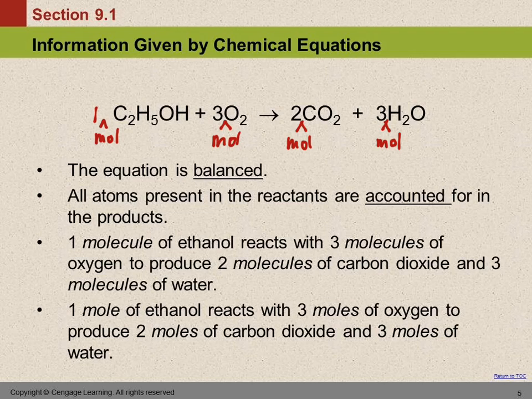The mole interpretation is the one that we use the most, because we never do reactions where we've got one molecule reacting with 3 other molecules. That's way too small. Molecules are too small to do that with. We do with larger amounts. Okay? Any questions yet?